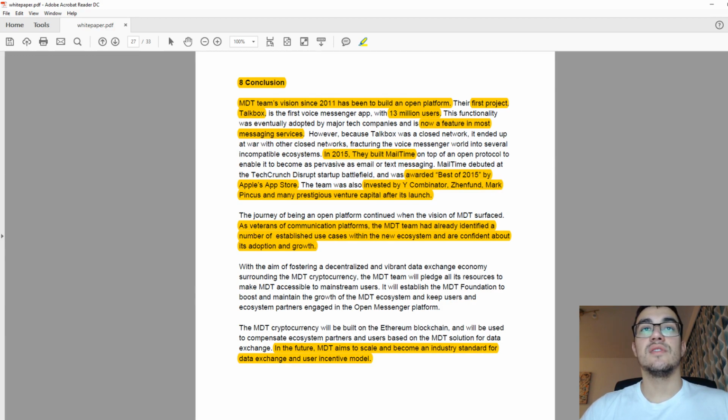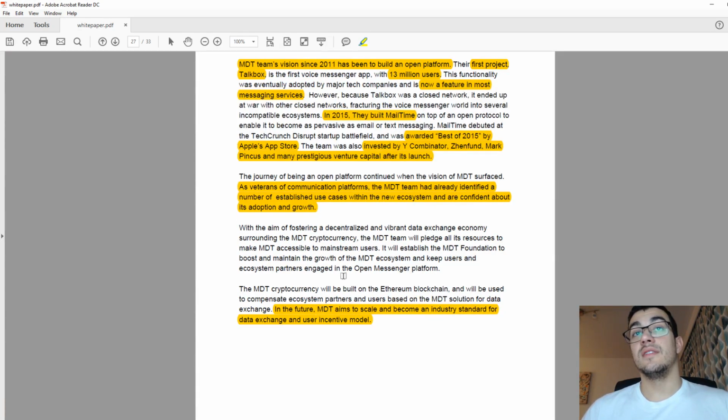MDT's vision since 2011 has been to build an open platform. Their first project, TopBox, which was a closed platform, had 30 million users and is now a feature in most messaging services. In 2015, they built MailTime, which was awarded Best of 2015 Apple App Store. And the team was also invested in by Y Combinator, Zenfund, Mark Pincus, and many prestigious venture capital firms after its launch.